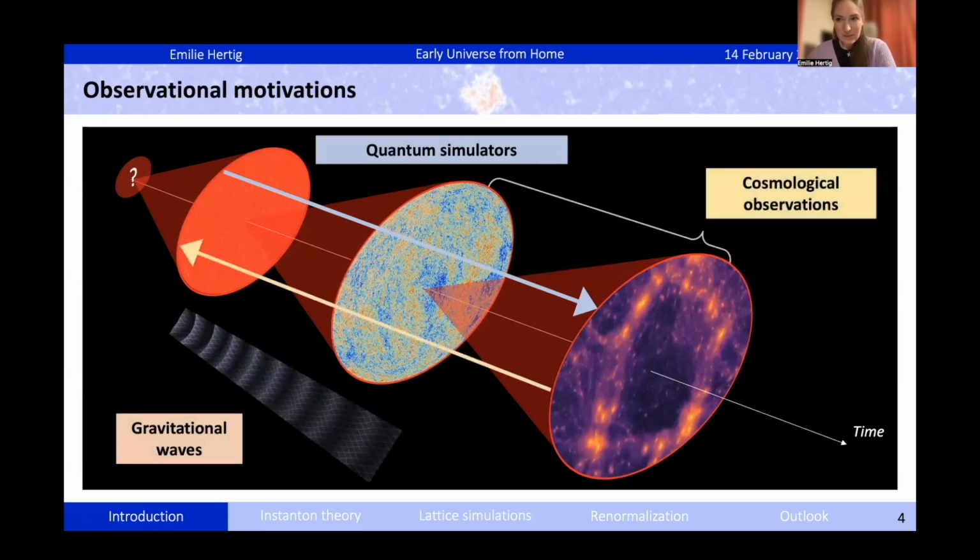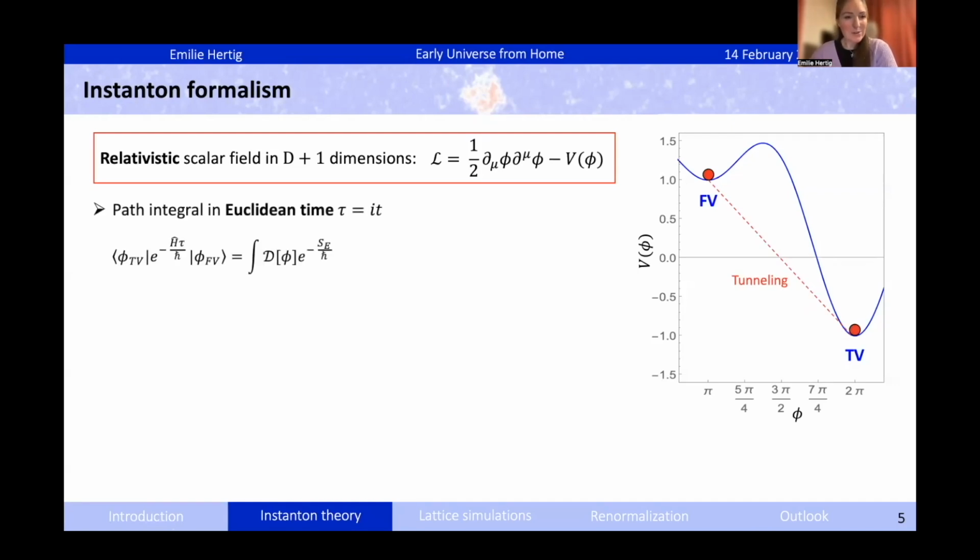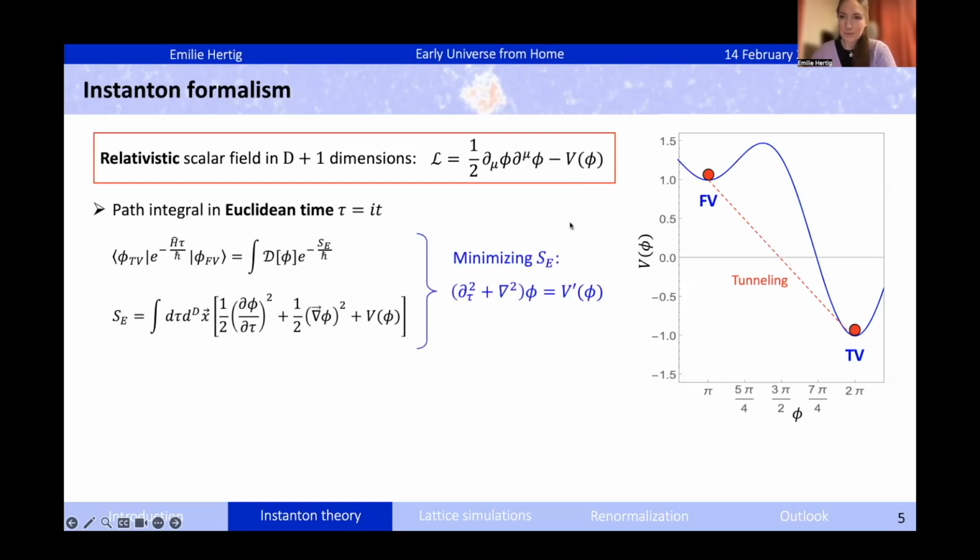Now, moving on to some theoretical background, false vacuum decay is traditionally described as a tunneling process in Euclidean time. It does not have a classical description, so we go to imaginary time and use the path integral formalism. So the solution will be the one that minimizes the Euclidean action shown here that we get from the relativistic scalar field Lagrangian. This gives us the following equation of motion.